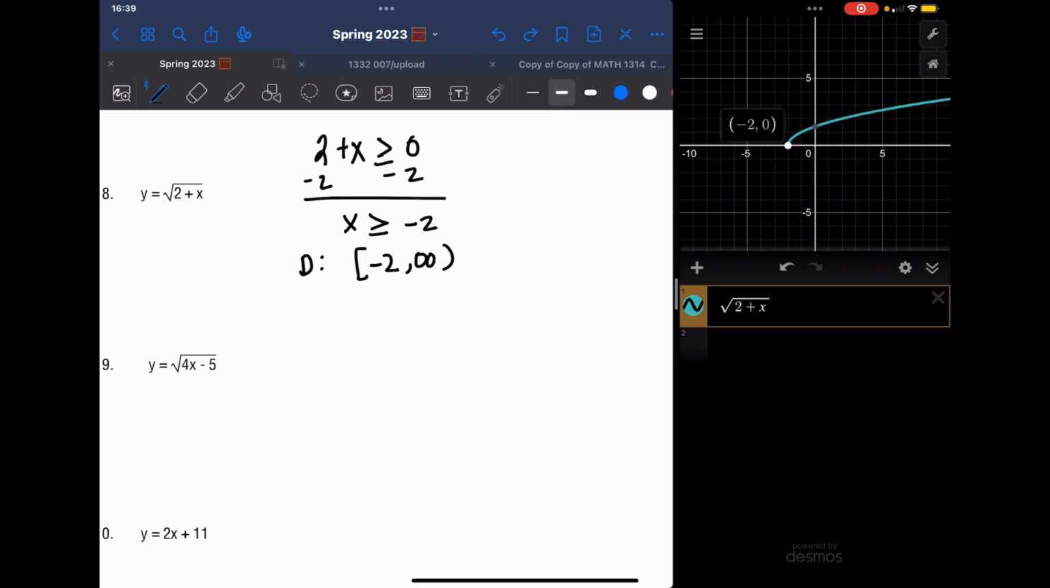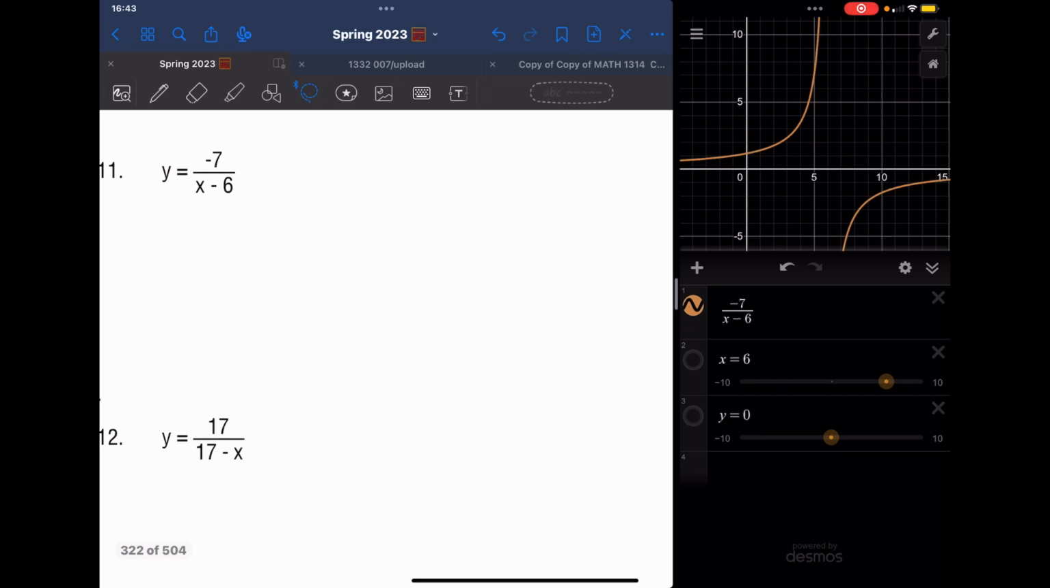So the y value of the starting point, or the vertex, of the square root function is going to be the first value of the range, because it starts at 0 and increases to infinity. So our range is going to be 0 to infinity. Again, the 0 is included because that's the vertex.